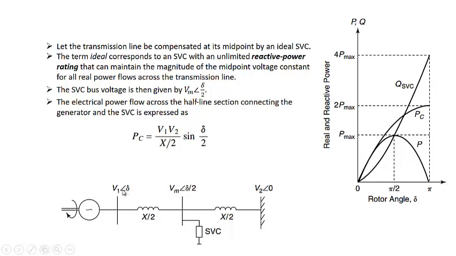So the power transfer from this to this will now be enhanced like this. It will be equal to V1 V2 divided by x by 2, that's half of x, into sine of delta by 2. This equation also we have derived already, but you need to understand this figure.